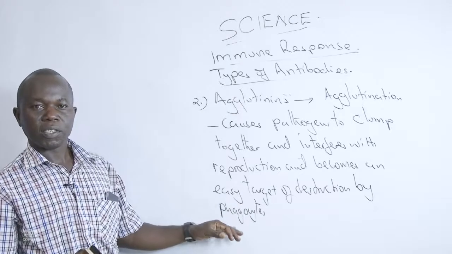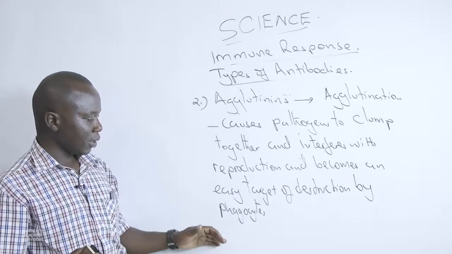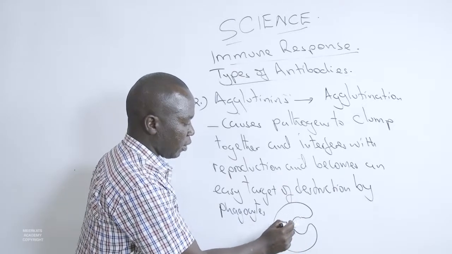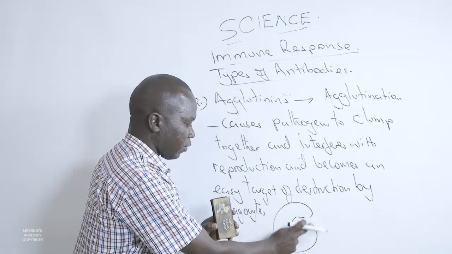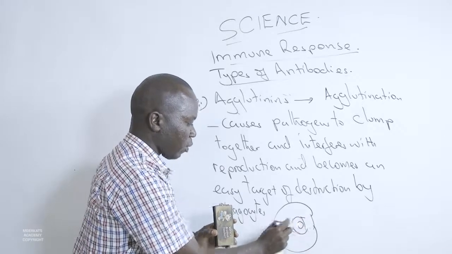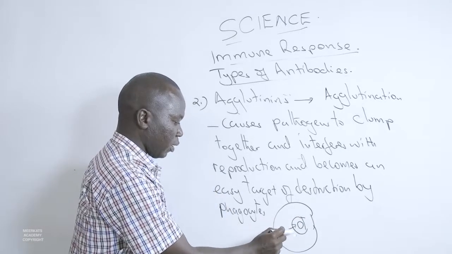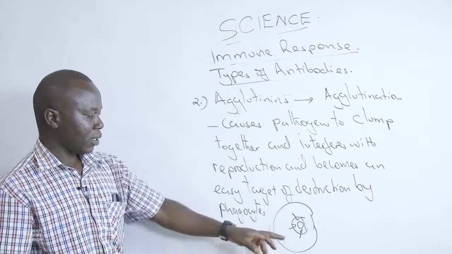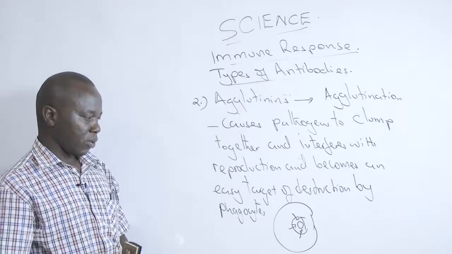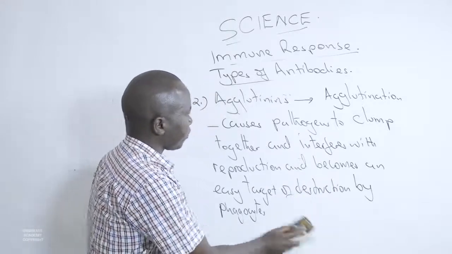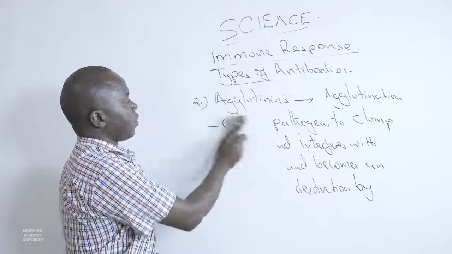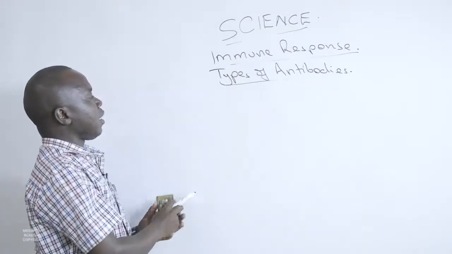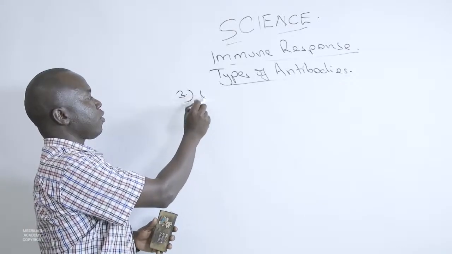Remember we talked about phagocytes, those white blood cells that will usually engulf. If that's the pathogen, it will engulf, forming a food vacuole. When that food vacuole is formed, they release lytic enzymes. The lytic enzymes will now destroy the pathogen. So we have lysins, agglutinins, and then we have opsonins.